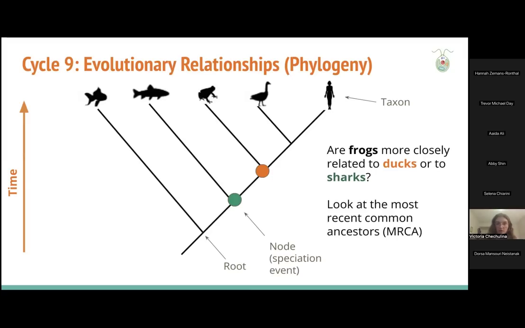If you trace back along the tree, the most recent common ancestor is going to be at that orange dot. On the other hand, if you look at frogs and sharks, their most recent common ancestor is going to be where the green dot is, which is further back in evolutionary time. So the group of species that has the MRCA that's further along, that's more recent, is going to be the group that is more closely related to each other. So in this example, the frog and the duck are more closely related to each other than the frog and the shark. Next slide, please.